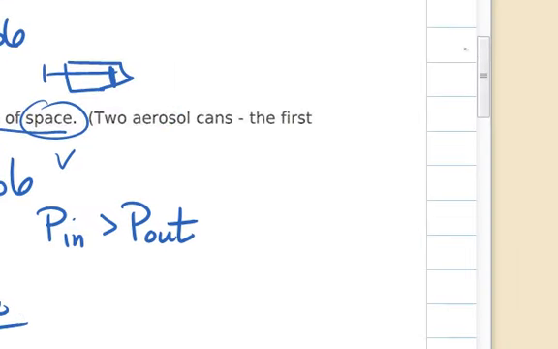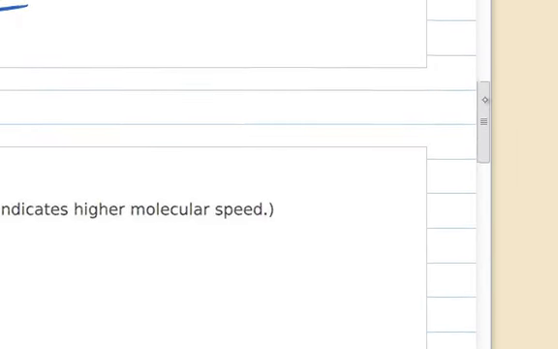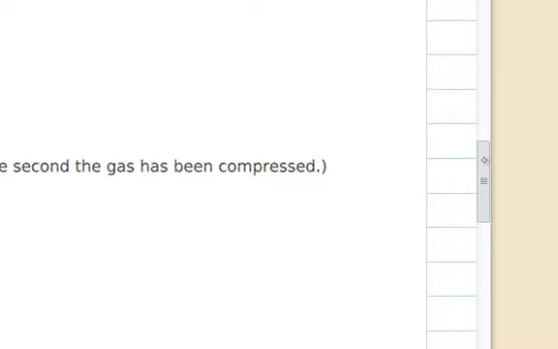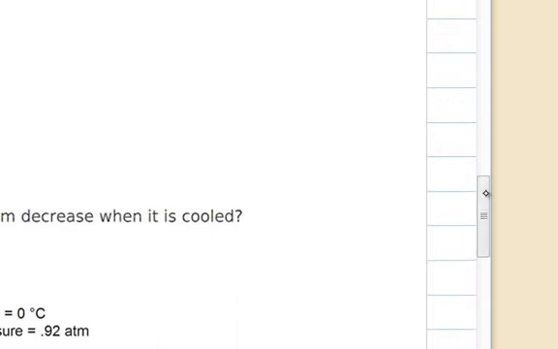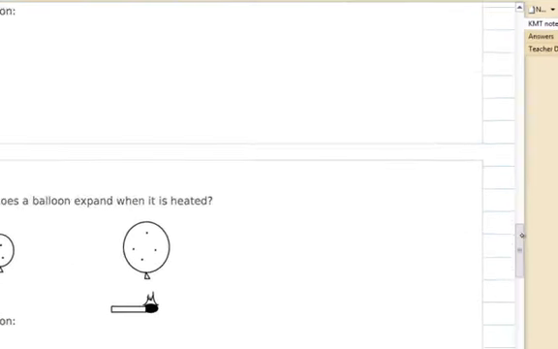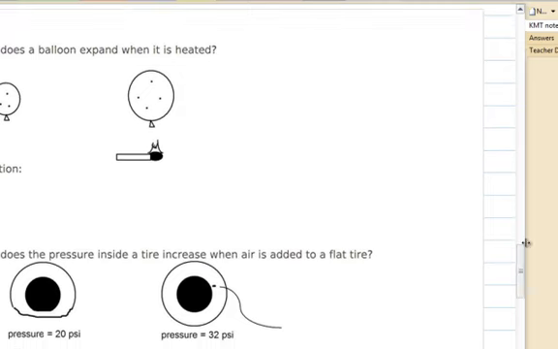And we're going to skip over some right now. Don't do these tonight. You're going to work on them tomorrow in class. We're going to skip down to a little bit of a harder one, a little bit more complicated, and we'll see what happens with this one. So we're going to work on number 5 here for a minute. It says, why does a balloon expand when it is heated?